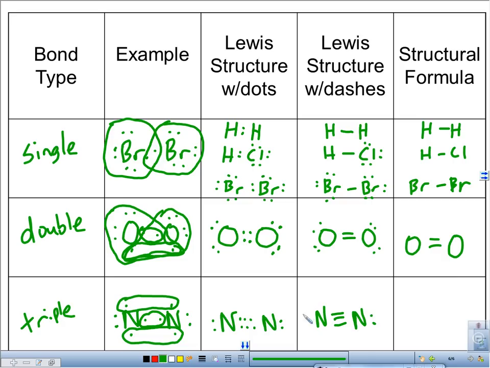And then with dashes, remember each dash represents 2 electrons. So that's why we have 3 dashes here. So single bond, 1 dash. Double bond, 2 dashes. Triple bond, 3 dashes. And then if we're going to go with the actual structural formula, it would just be like this.